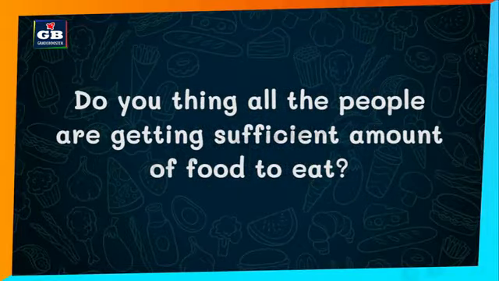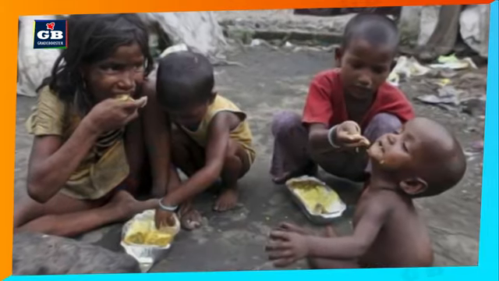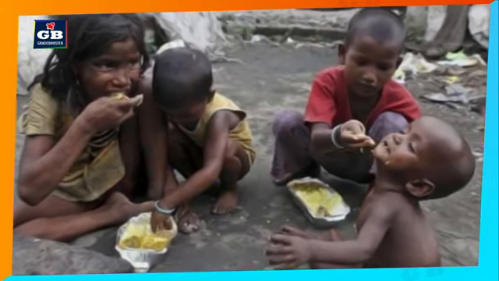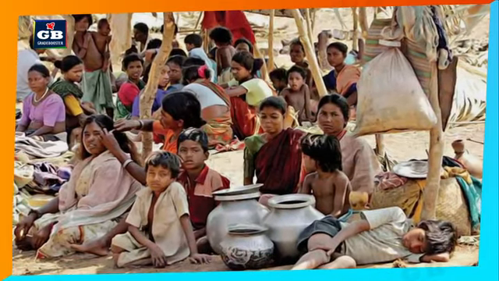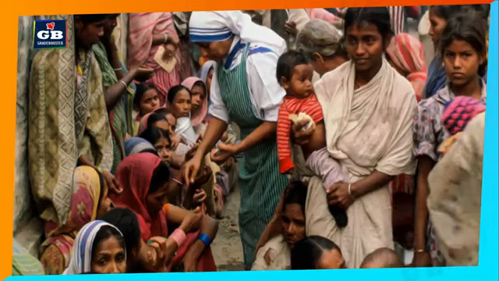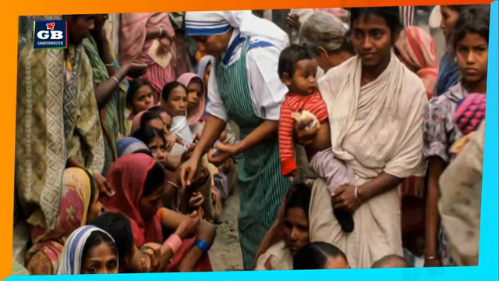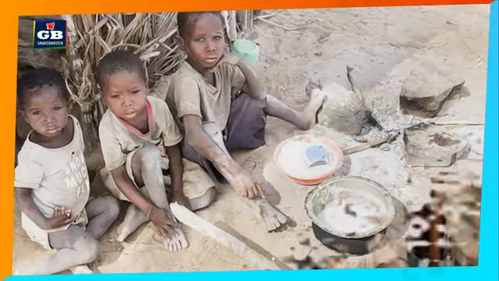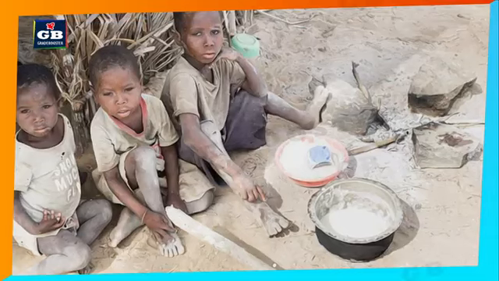So, what do you think about these sources of our food? Do you think all the people are getting a sufficient amount of food to eat? No. Most of the people in our country are not getting a sufficient amount of food to eat. So, find the reason why many people in our country are not getting sufficient food to eat and write it in the comment box.